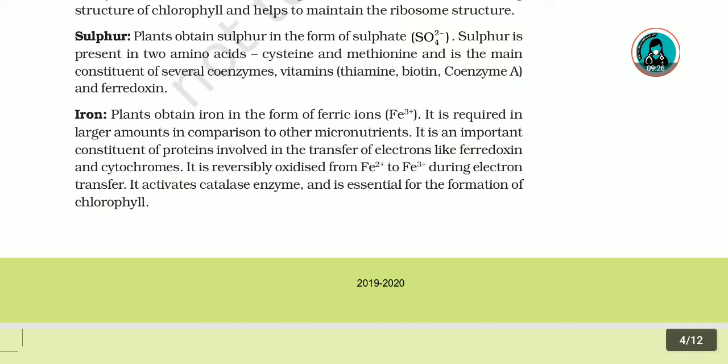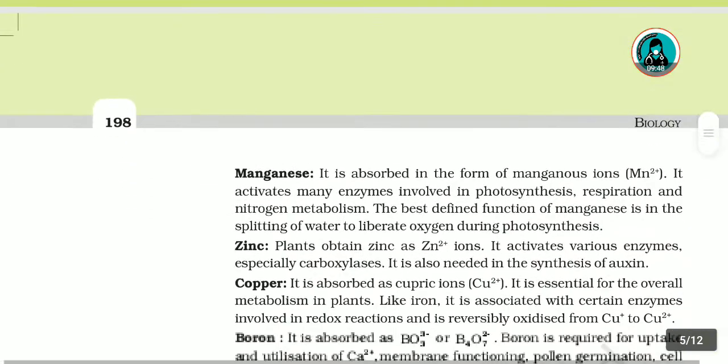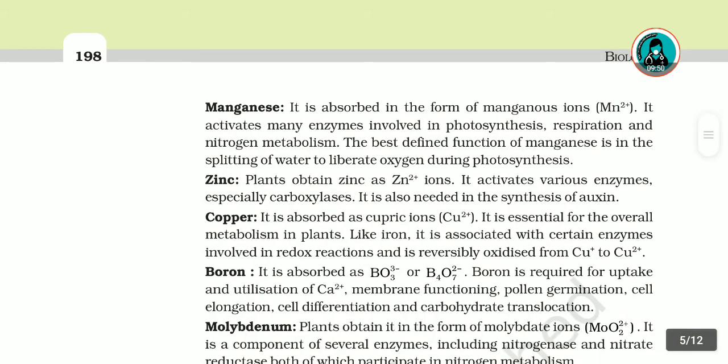Iron. Plants obtain iron in the form of ferric ions Fe3+. It is required in larger amount in comparison to other micronutrients. It is an important constituent of proteins involved in the transfer of electrons like ferredoxin and cytochromes. It is reversibly oxidized from Fe2+ to Fe3+ during electron transfer. It activates catalase enzyme and is essential for the formation of chlorophyll.